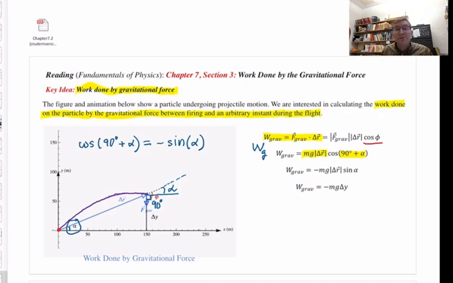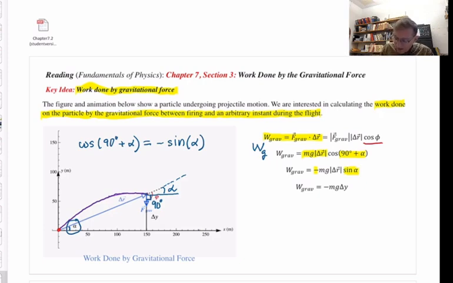That comes from the trig identity for the cosine of the sum of two angles. Cosine of the sum of two angles is cosine of the first angle times the cosine of the second angle minus the sine of the first angle times the sine of the second angle. When you apply that to 90 degrees and alpha, you end up with minus sine alpha. So that's the next line in the work grav calculation. Minus sine alpha with mg times the magnitude of delta r.